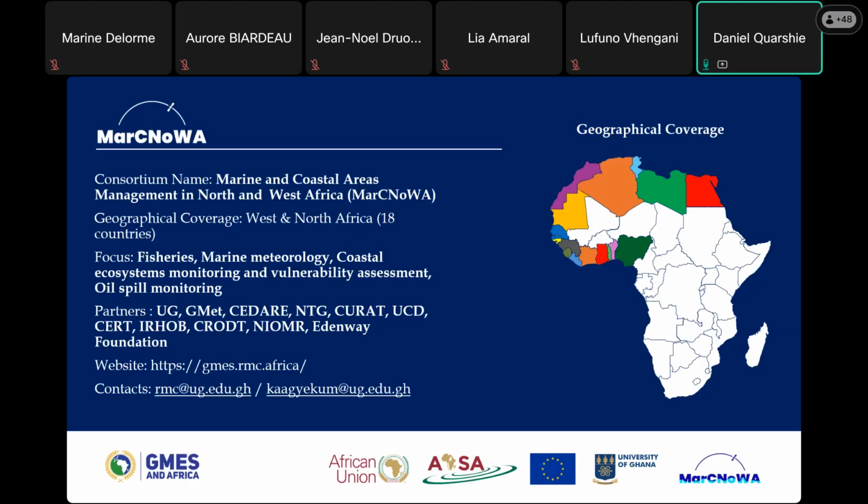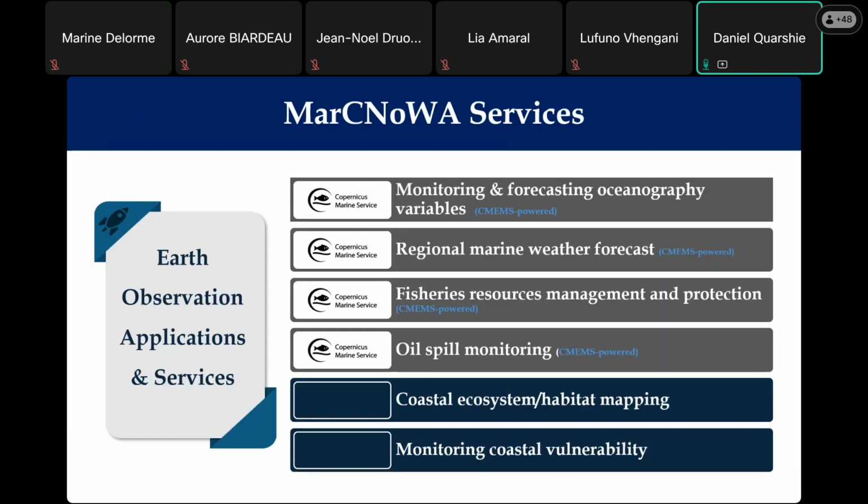For this particular presentation, I'm just going to focus on the services that we provide under the project. We have 6 main services: monitoring and forecasting ocean variables, regional marine weather forecast, fisheries, oil spill, coastal ecosystem monitoring, and coastal vulnerability. But I'm going to focus on the services that are actually powered by the Copernicus Marine data, which are the regional marine weather forecast, fisheries resource management, and oil spill monitoring.